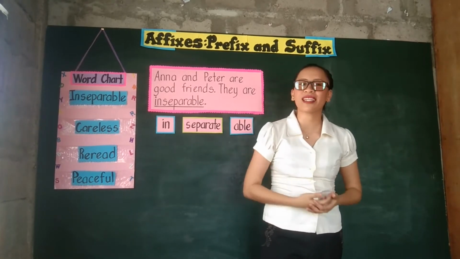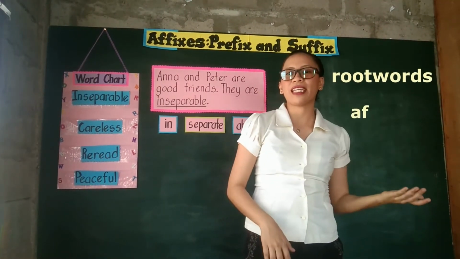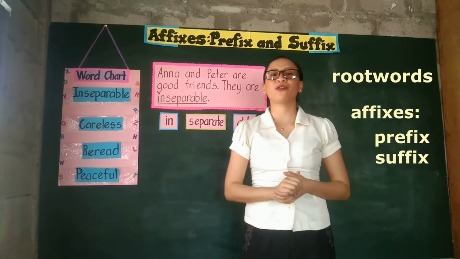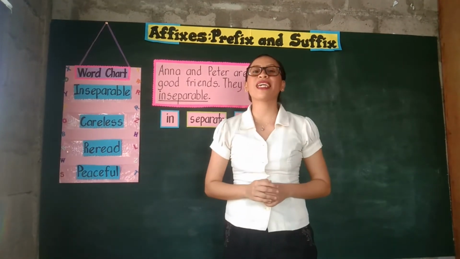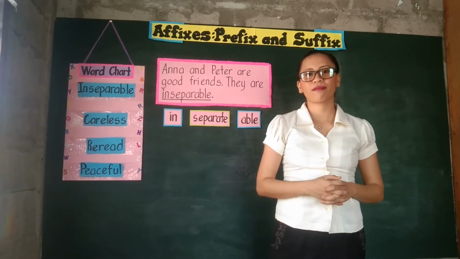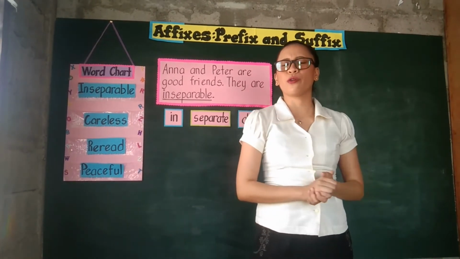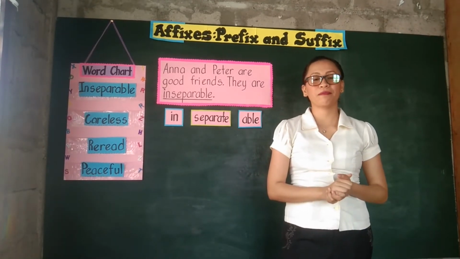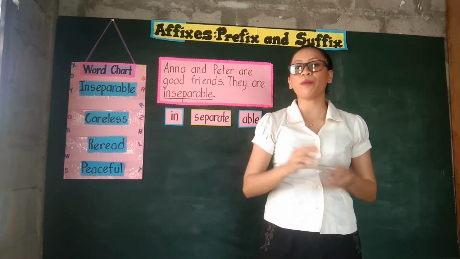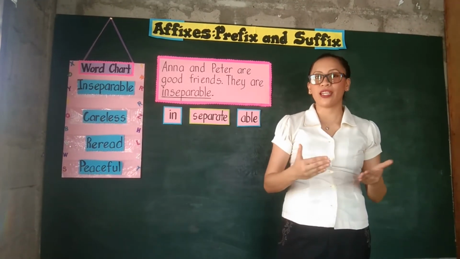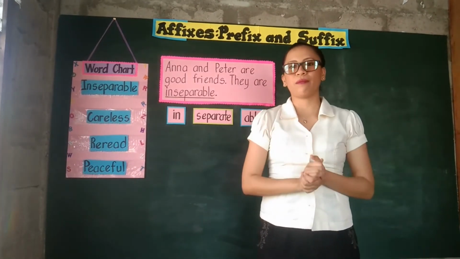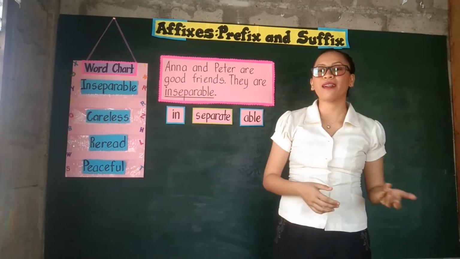So class, we have discussed root words and affixes, which are prefix and suffix, and have learned how to determine a word's meaning using structural analysis. So let's have a quick recap. So what are root words, Julie, and where can we find them? Very good. Root words are word parts that can form the basis of new words through the addition of prefixes and suffixes. And it can be found anywhere, either at the beginning, the middle, or the end.